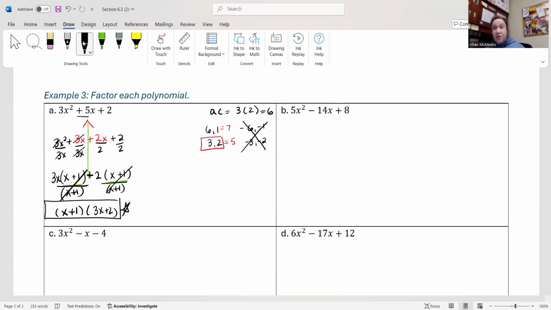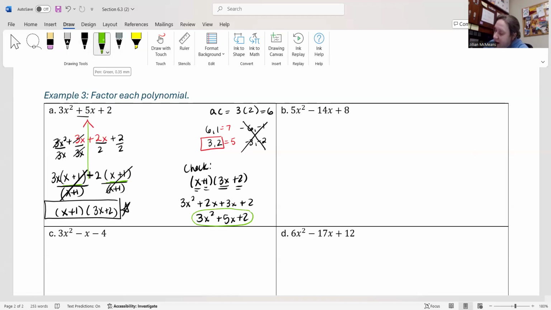And I'll remind you how to check yourself just on this one. And then for the sake of time, I won't check the others. But what you would do to check your answer is you would just FOIL. So I want to take x plus 1 times 3x plus 2. Well, x times 3x is 3x squared. X times 2 is 2x. 1 times 3x is 3x. 1 times 2 is 2. And when we simplify, we get 3x squared plus 5x plus 2. And this right here is exactly what we started with. So this one does check out.